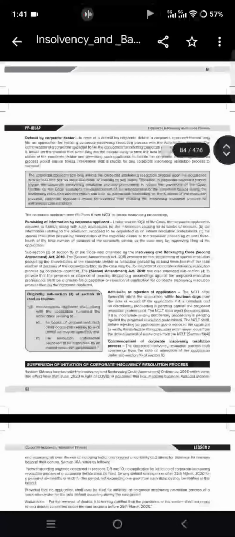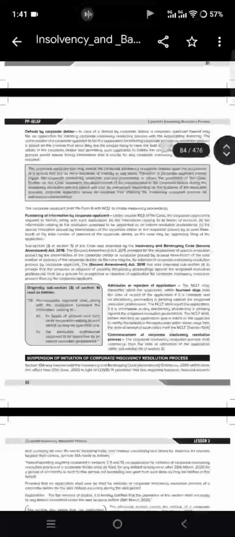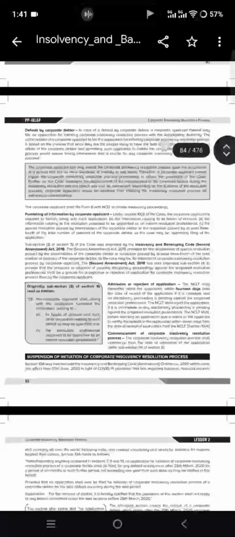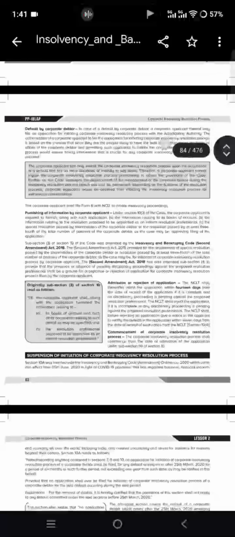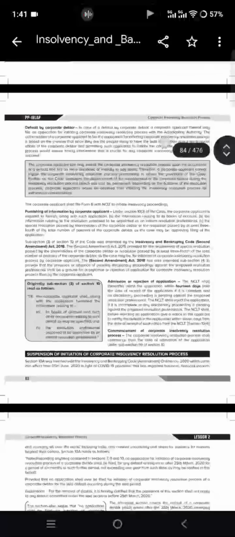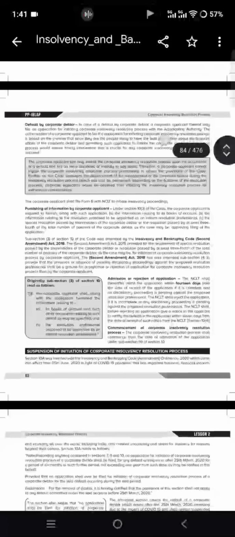This means they have to give the RP's name directly, to be appointed as an IRP. A person who is eligible to be appointed as an RP, his name should be given in the application itself, who will be acting as IRP in the process. And a special resolution passed by the shareholders of the corporate debtor, or if not a special resolution, three-fourths of the total number of partners of the corporate debtor, as the case may be, approving the filing of the application.